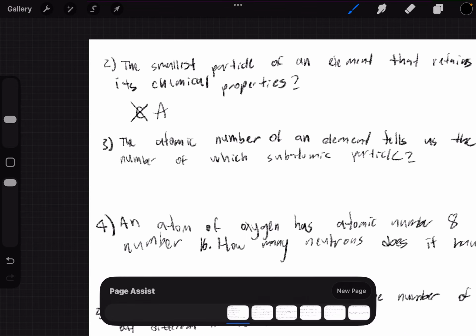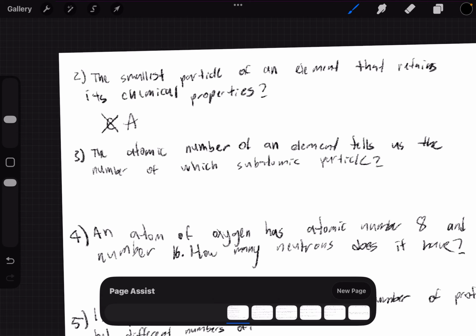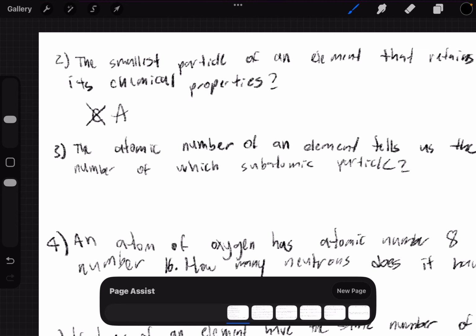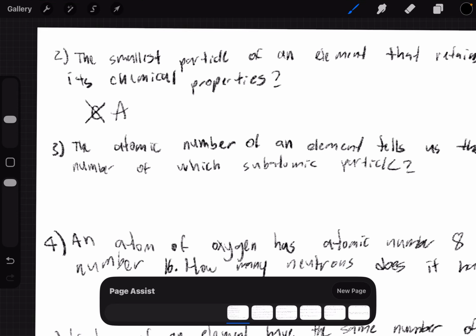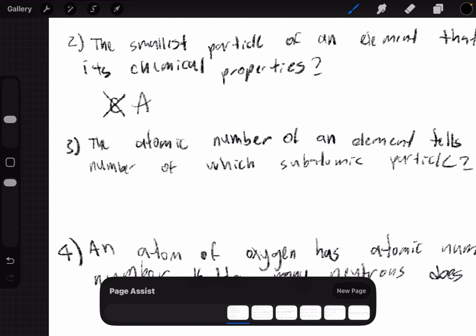The second question says, the atomic number of an element tells us the number of which subatomic particle. So for this, I chose C, once again, which is electron, but the real answer is B, which is protons.